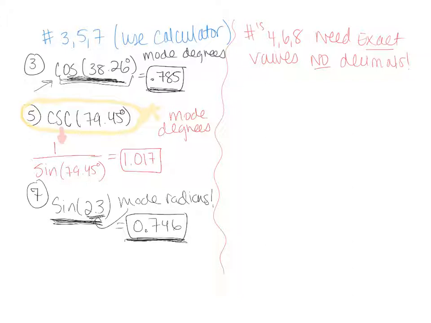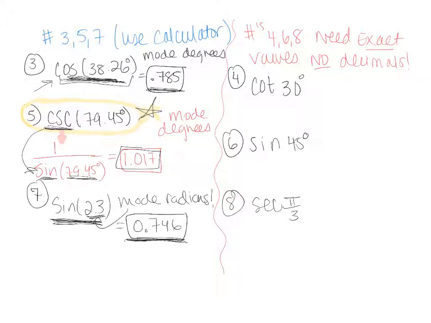Number 5 is the one that's a little harder. I put a star there. You don't have the cosecant button in your calculator. We know that cosecant and sine are reciprocals of each other. So instead of doing cosecant of 79.45, you have to do 1 over sine of 79.45, because sine is a reciprocal. And that value is 1.017.